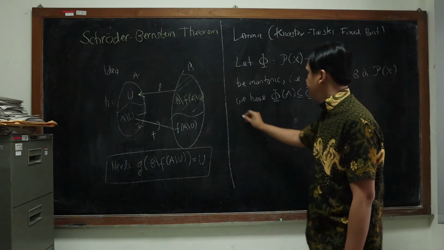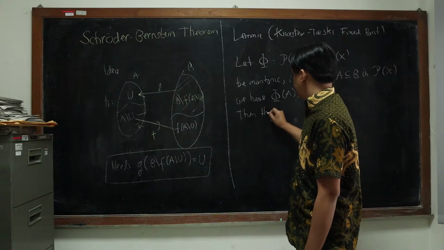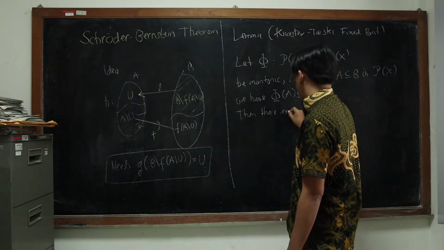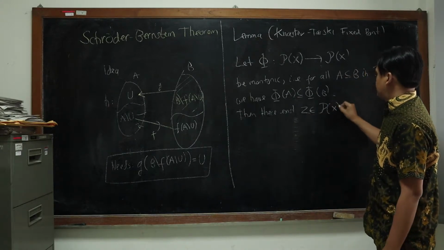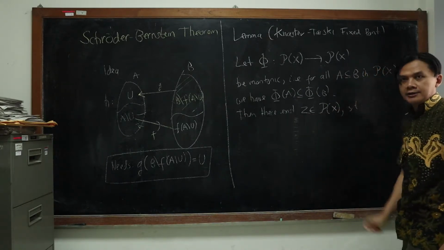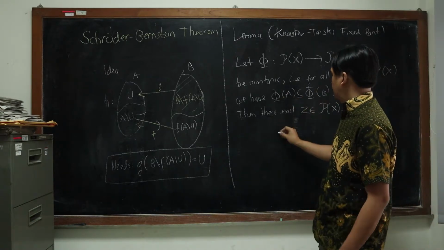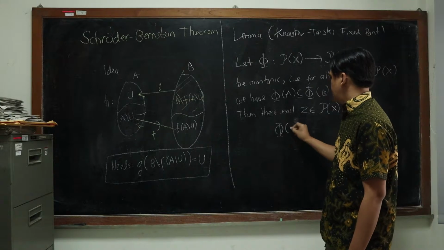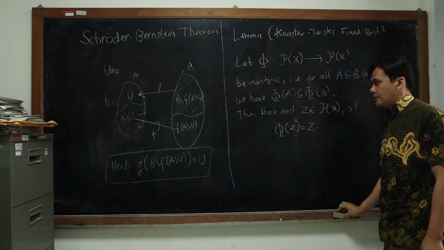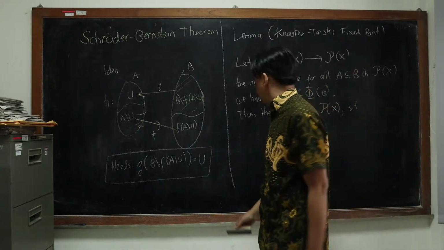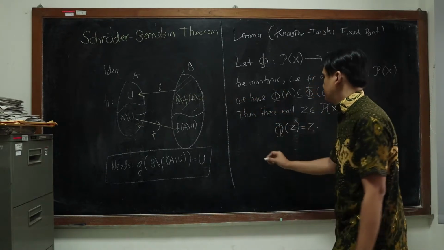Then there exists Z in P(X) such that Z is a fixed point under phi, namely phi of Z is equal to Z itself. So first we're going to prove this result. Proof.